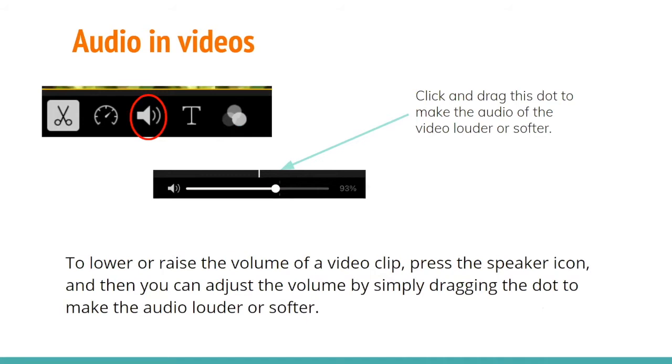Audio in videos. To lower or raise the volume of a video clip, press the speaker icon, and then you can adjust the volume by simply dragging the dot to make the audio louder or softer. So by moving this dot to the right, you would make the audio louder, and by moving it to the left, you would make the audio softer.